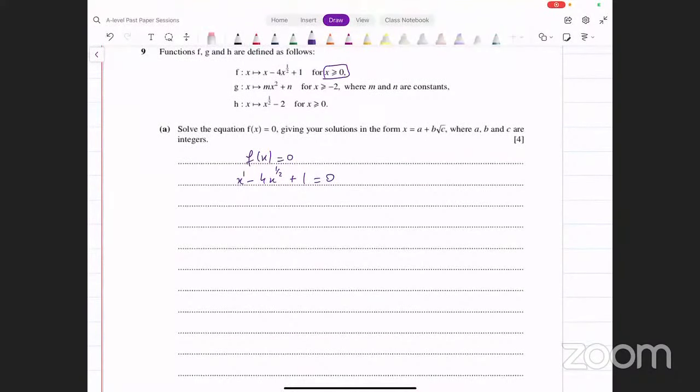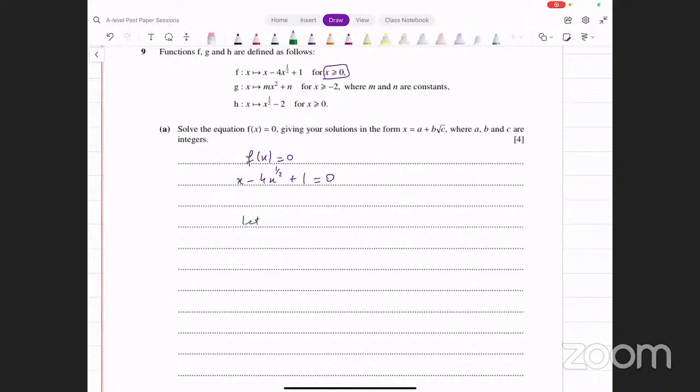Okay. x raised to the power 1 minus 4x raised to the power 1/2 plus 1. ये आपके पास quadratic form है एक तरह से. तो आप इसको क्या कर सकते हो? इसमें आप substitution कर सकते हो. जो छोटी पावर है उसको आप किसी और लेटर से denote कर दोगे.